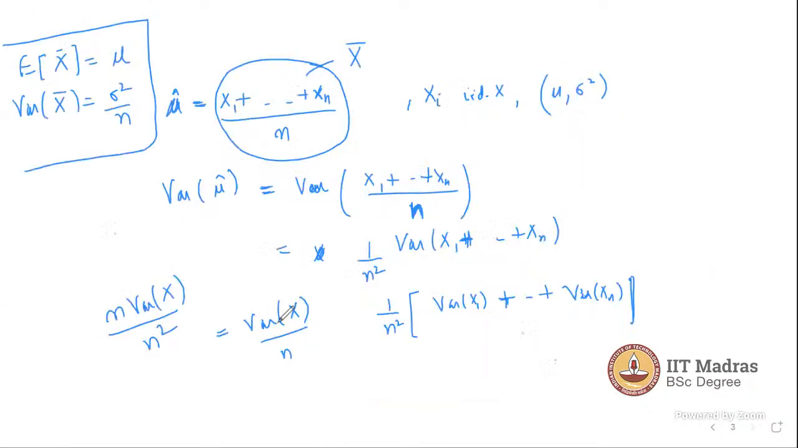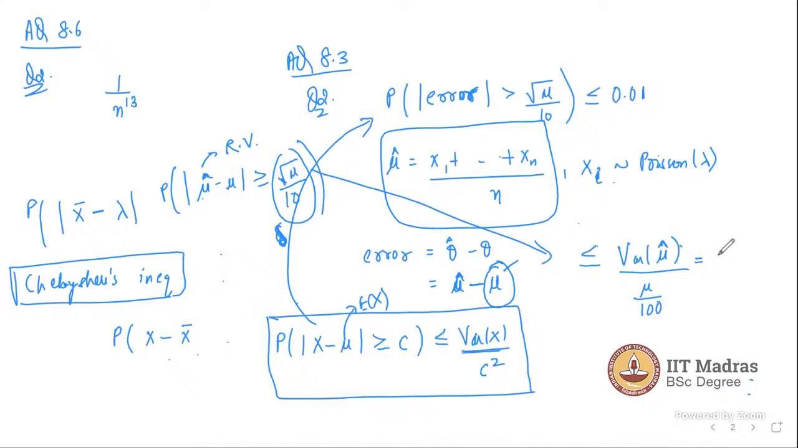So what I found is it is nothing but variance of x by n, correct? So this is nothing but variance of x by n, and let's say I will write mu here. So what is variance of x? Lambda. Variance of x is lambda. So this is lambda upon n. So mu is also lambda into 100 less than or equal to 0.01. So n is going to be greater than or equal to 100 upon 0.01. Right?